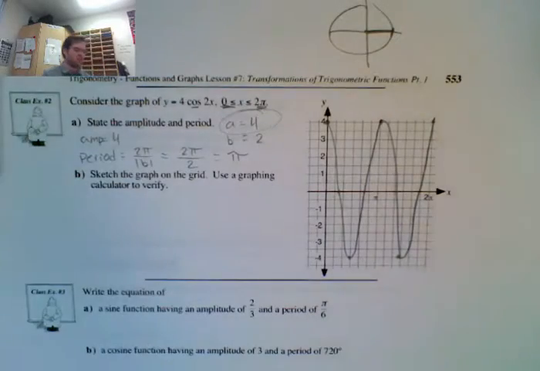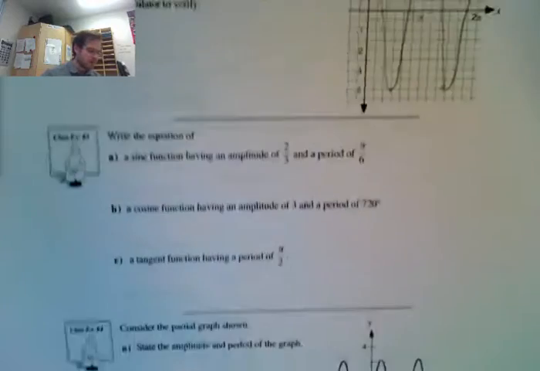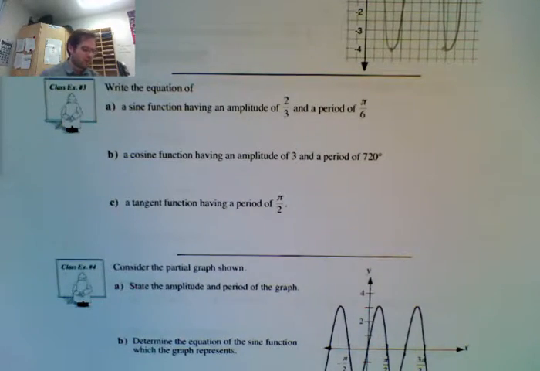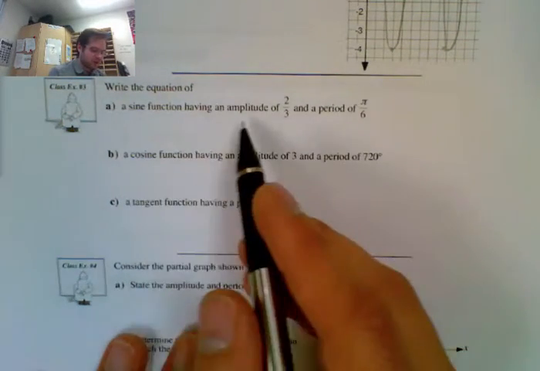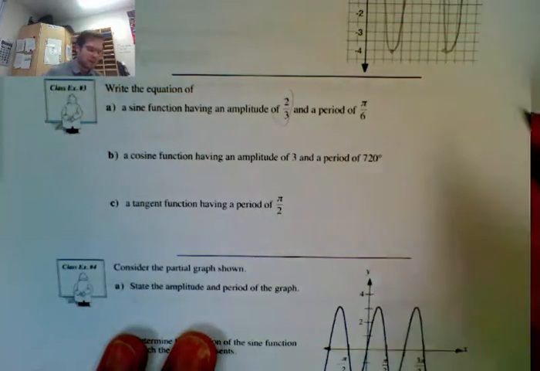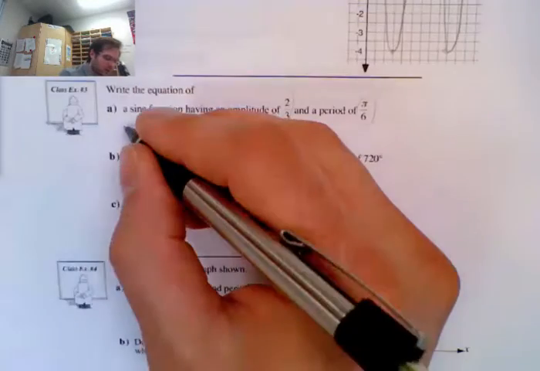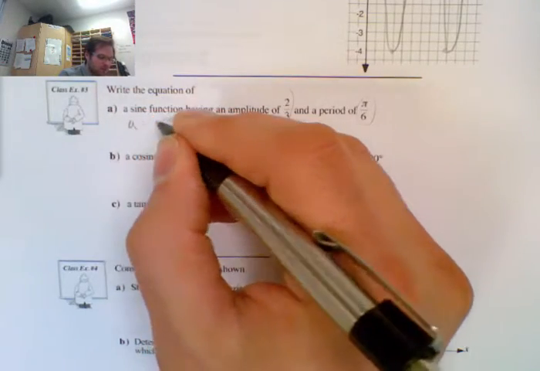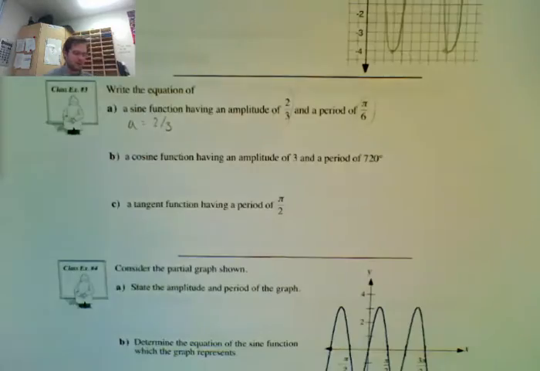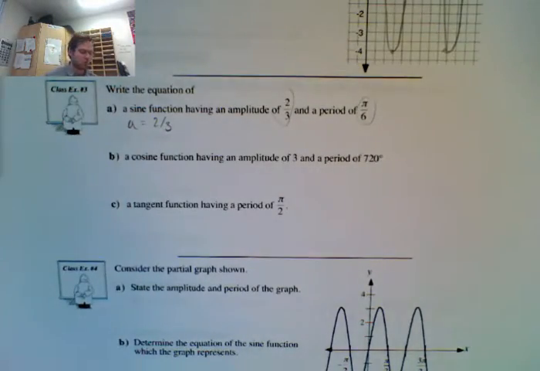So my graph is going to look something like that. Okay, so number 3 says, write the equation of a sine function having an amplitude of 2 over 3 and a period of pi over 6. So I look at this here, a is equal to 2 over 3. That's easy, okay? But now my period being pi over 6, that's a little bit trickier.